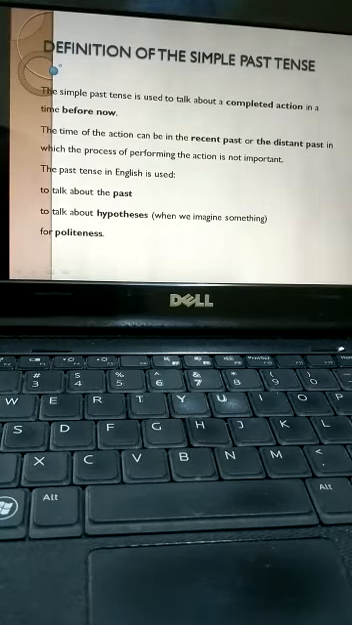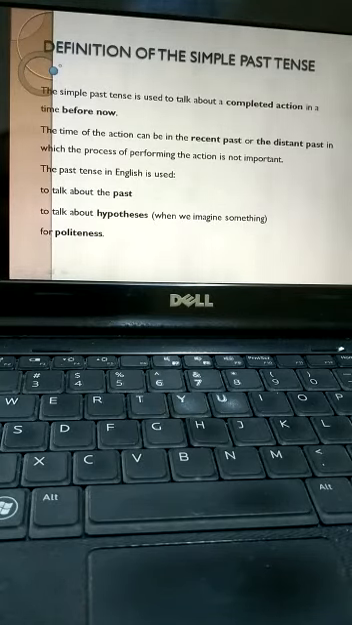And in the simple past, the process of performing the action is not important. So the time of the action can be in the recent past or the distant past, in which the process of performing the action is not important. So what is important here? That the action was completed in the past, and the action may have been in the recent past or a long time ago.